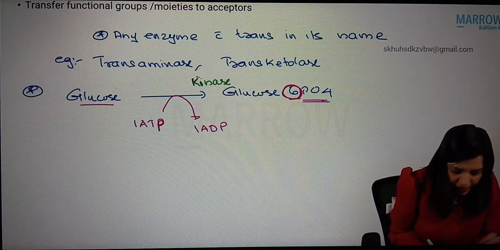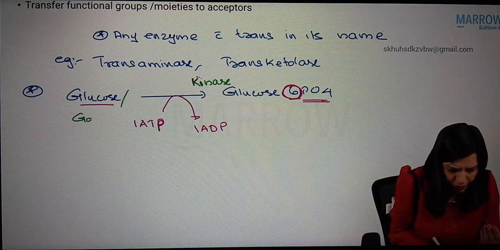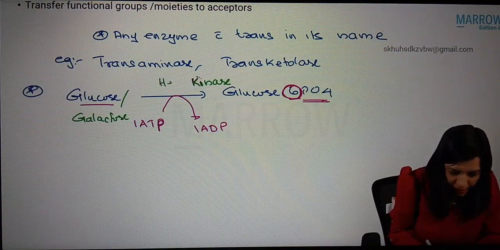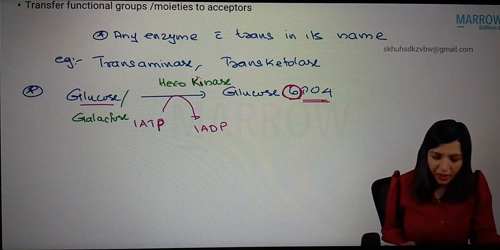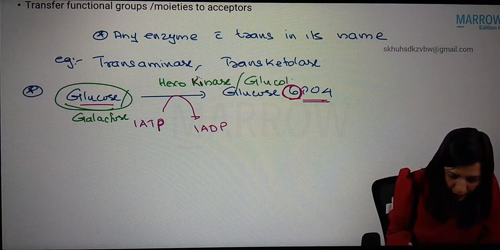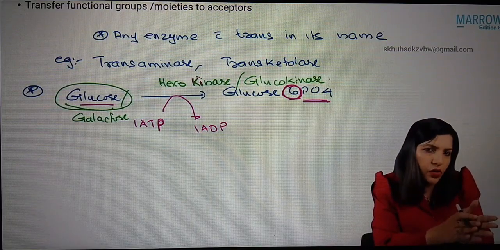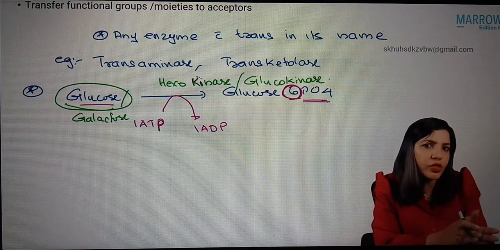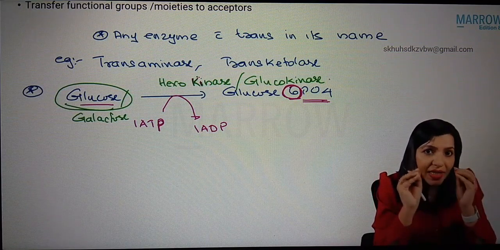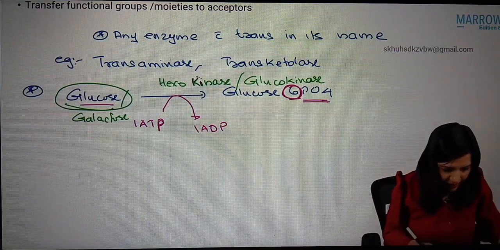In this case, the glucose can be galactose. So it can be any hexose. So we write the name either as hexokinase. If specifically for glucose only, we can also write it as glucokinase. Let it be anything. We just learned what it is: transfer of phosphate from an organic molecule called ATP. Then we call it a kinase enzyme, and kinase belongs to which class? Class 2.